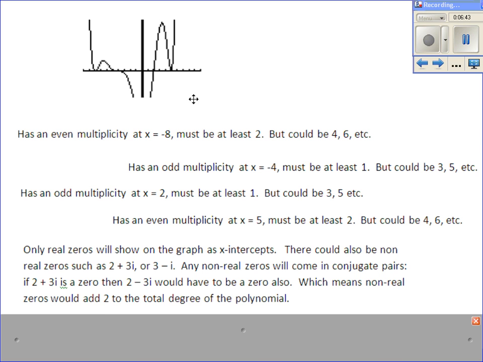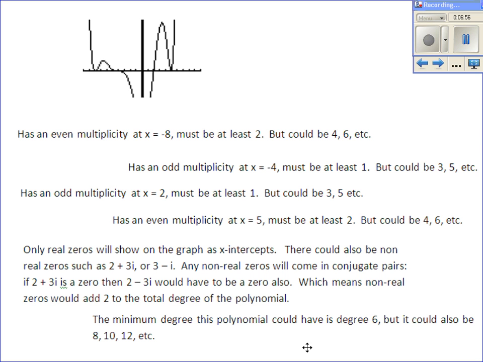So what's the minimum degree of this possible polynomial? This has to be at least degree 2, at least degree 1, at least degree 1, at least degree 2. So the minimum degree this polynomial could have is degree 6. But it could also be degree 8, degree 10, degree 12, because if there's any more degrees, they always go up by an even amount.